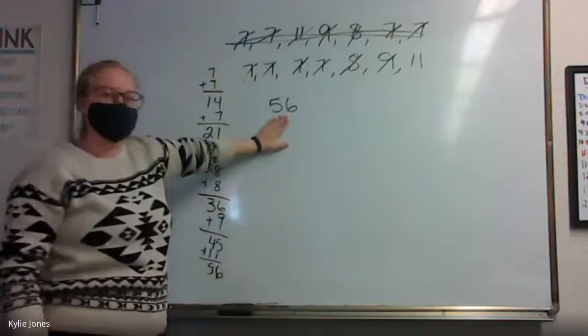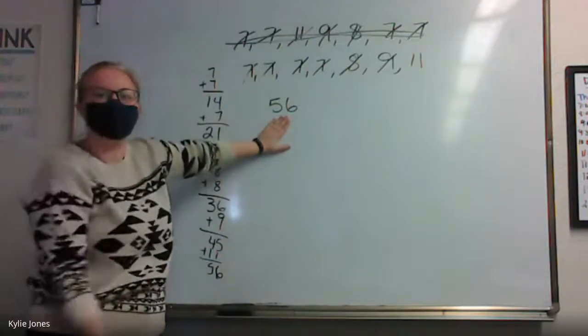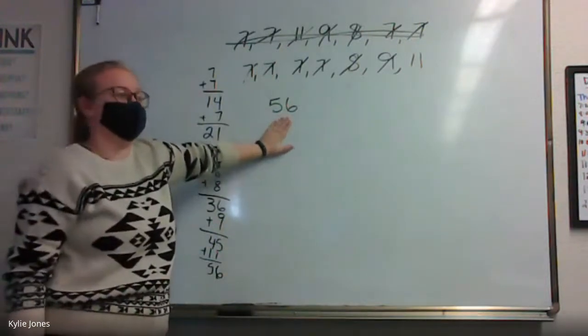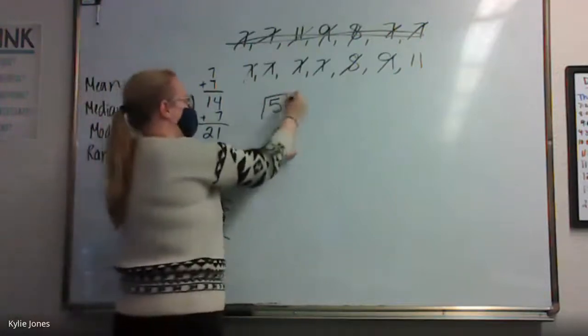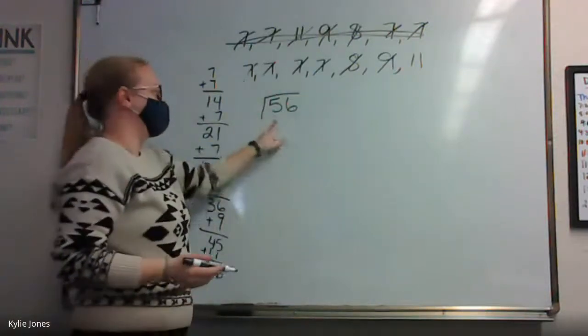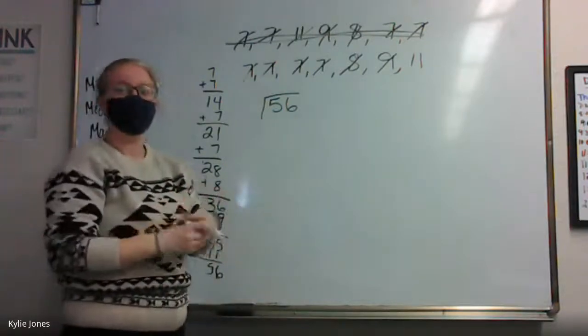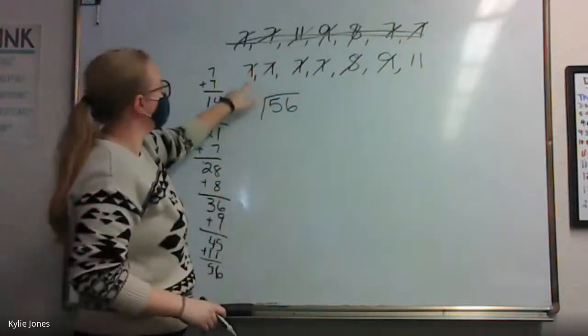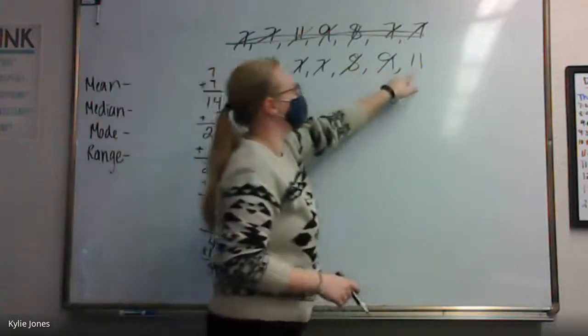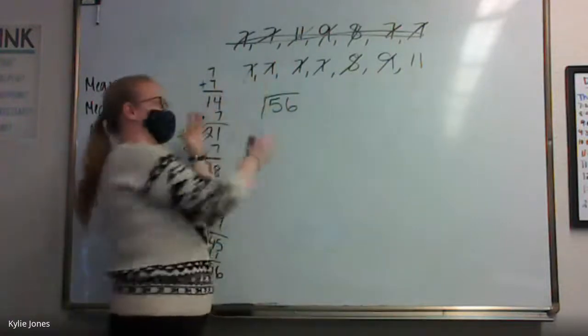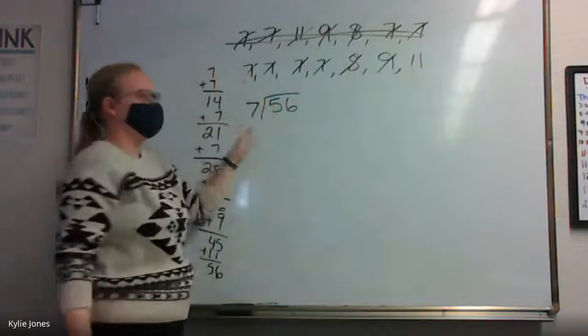I got it right. Is that my answer? No, you have to divide it by. Good. It's not our answer yet. We still need to divide. How do you know what to divide by? Taylor, you said we divide by 7. Why is it 7? Because we have 7 numbers. 1, 2, 3, 4, 5, 6, 7. We added 7 numbers together, so we're going to divide by 7.